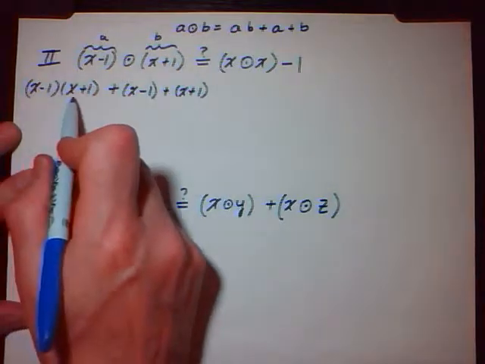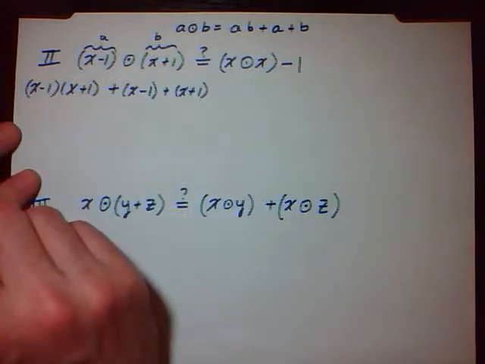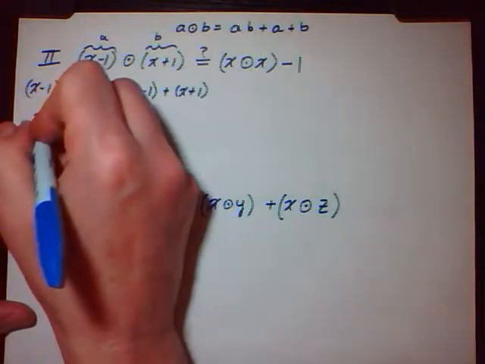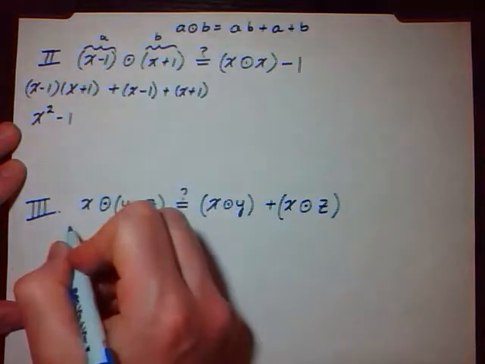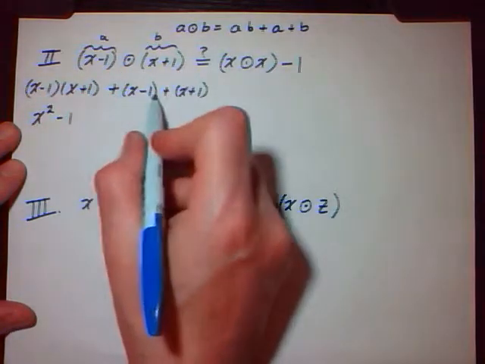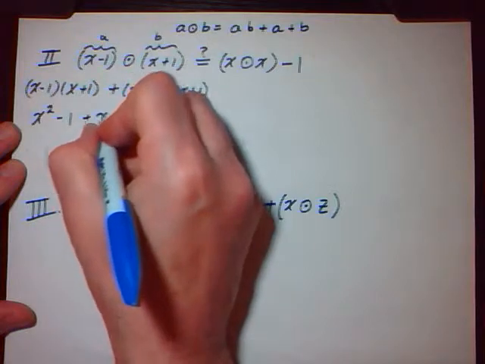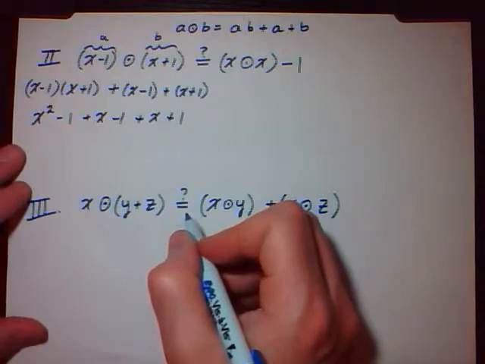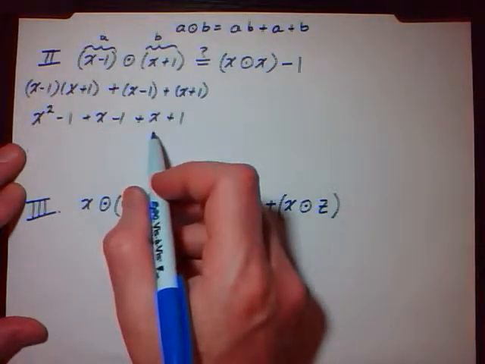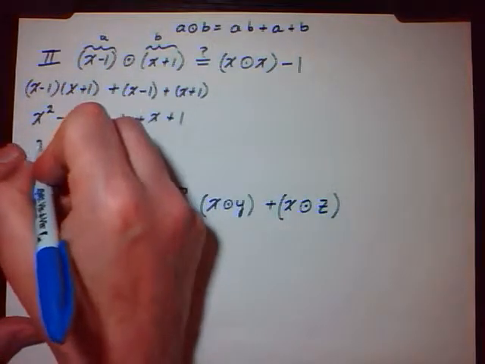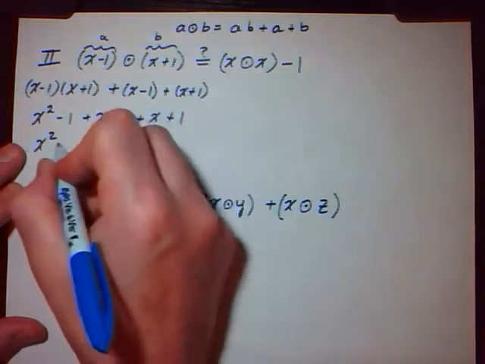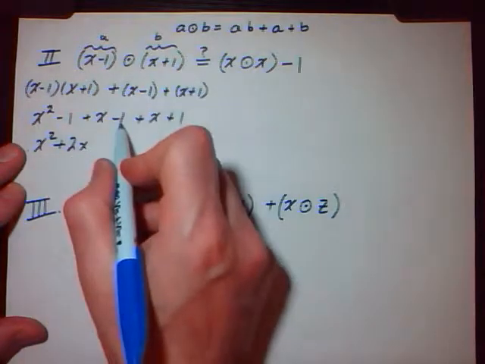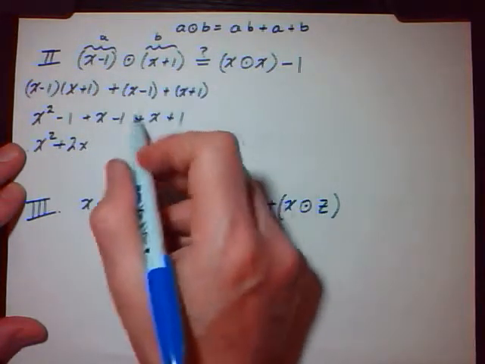x minus 1 times x plus 1 is very similar to the difference of squares, and that's going to work out to be x squared minus 1. And now we can just drop the parentheses here, plus x minus 1 plus x plus 1. Do a little simplification on the left here, and we get x squared plus 2x minus 1 minus 2, then adding another 1, it's going to be minus 1.